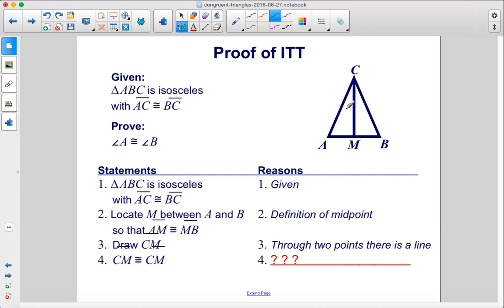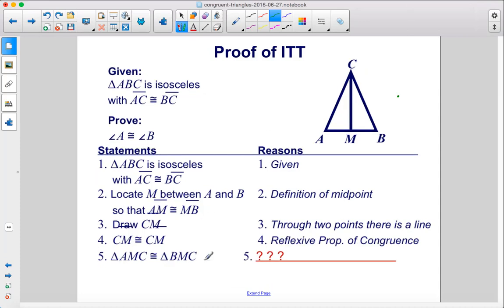We know that CM is congruent to CM because of the reflexive property of congruence. Alright, now we know that these two triangles here are congruent because of the SSS postulate, because we have these two sides congruent to each other, we have these two sides congruent to each other, and we have this shared side congruent with itself. So yeah, these two triangles here are congruent.